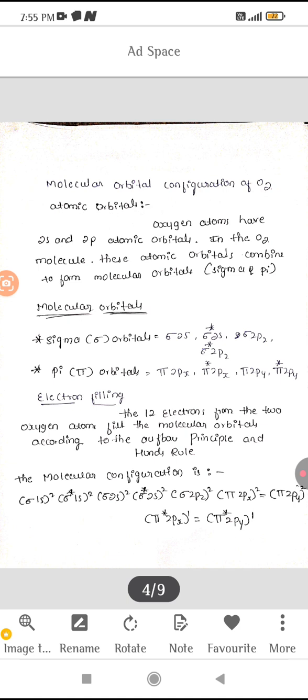Electron filling. How do electrons fill in the oxygen molecular orbitals? The 16 electrons from the two oxygen atoms fill the molecular orbitals according to the Aufbau principle and Hund's rule. The molecular configuration of the oxygen molecule is sigma 1s2, sigma star 1s2, sigma 2s2, sigma star 2s2, sigma 2pz2, pi 2px2 = pi 2py2, pi star 2px1 = pi star 2py1.